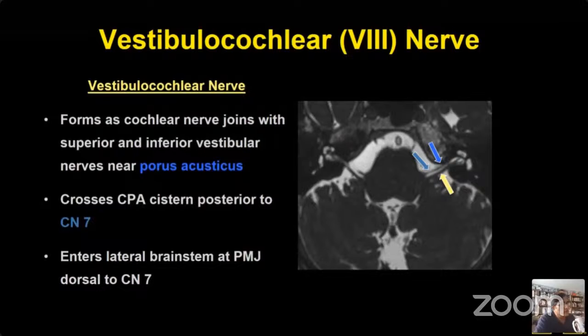It courses to the porus acousticus. The anterior part is cranial nerve 7. The posterior part is the vestibulocochlear nerve.